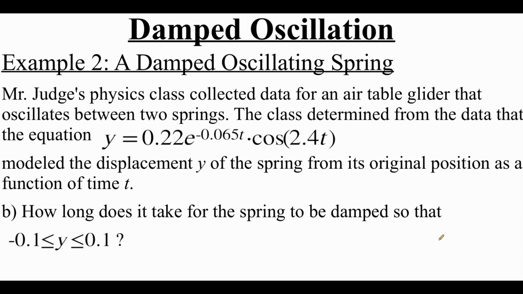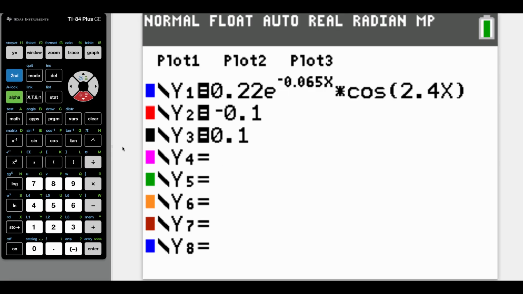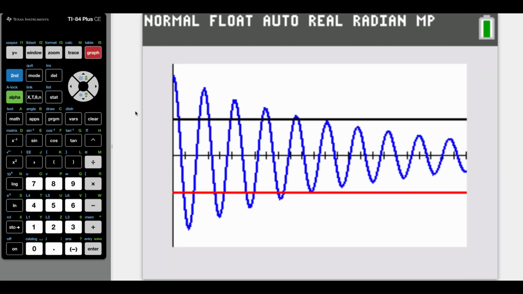Now in this part, we're going to use the exact same information, but we want to figure out how long it takes for the spring to be damped such that the y values, so the oscillation height, will be between negative 0.1 and positive 0.1. So I'm going to look at a graph again, but I'm going to add in a couple extra pieces. So in my y equals, for the y2 I have that negative 0.1 plugged in, and for the y3 I have 0.1. When I hit graph, that's going to add in some parallel lines, and what we want to do is find the time when our entire graph is between these lines.